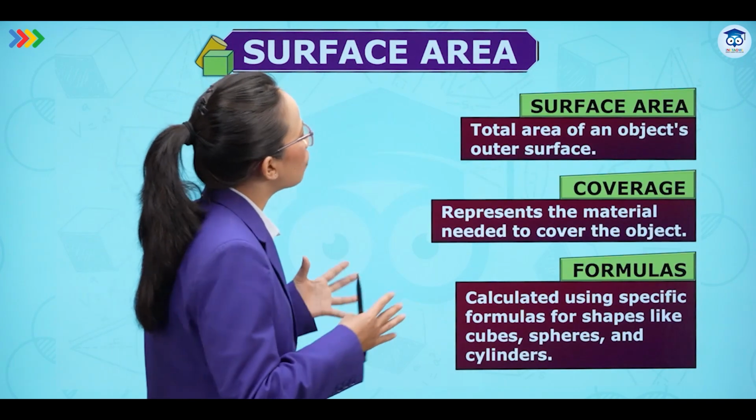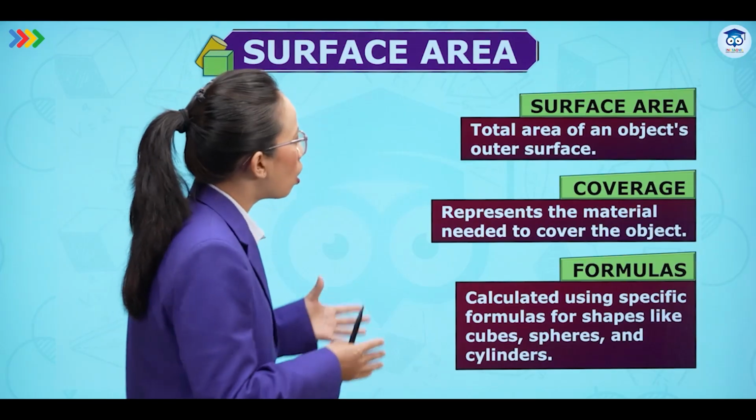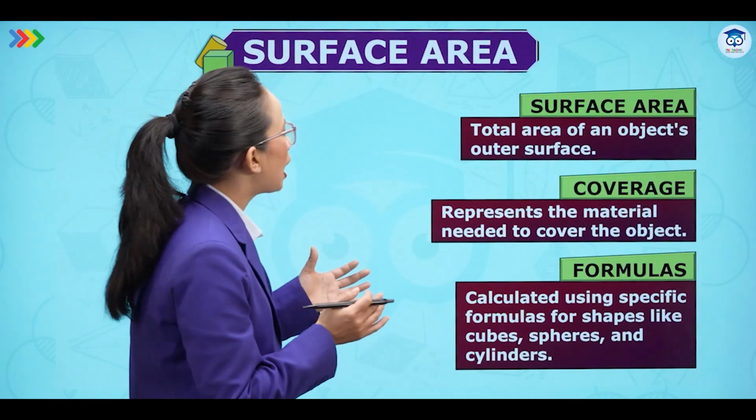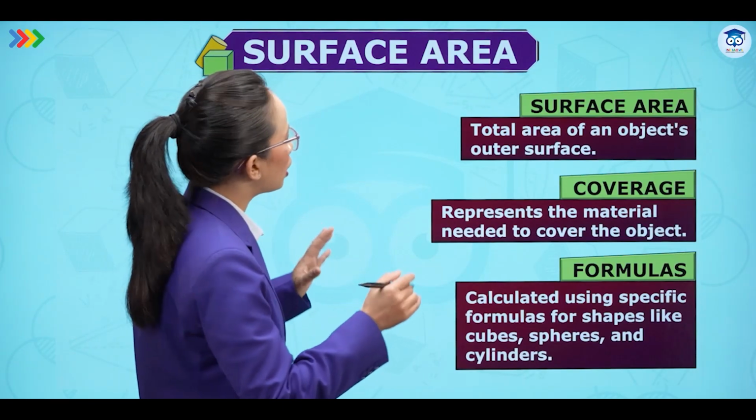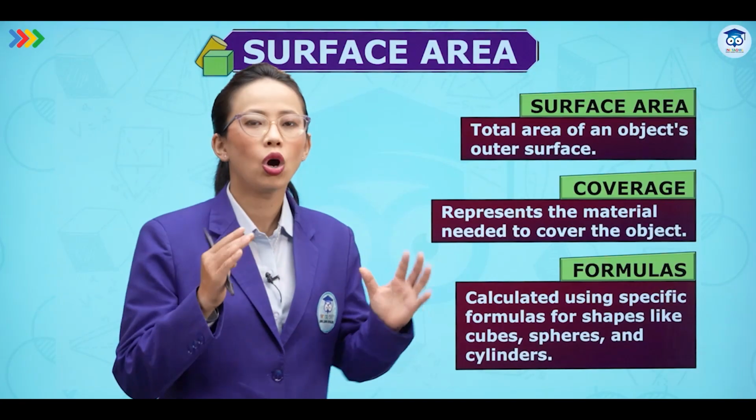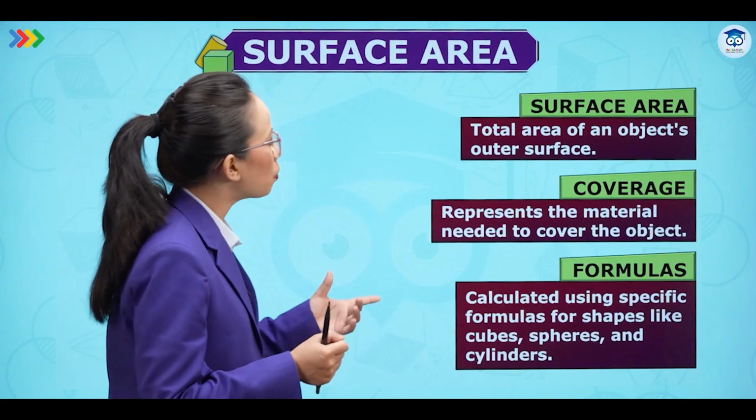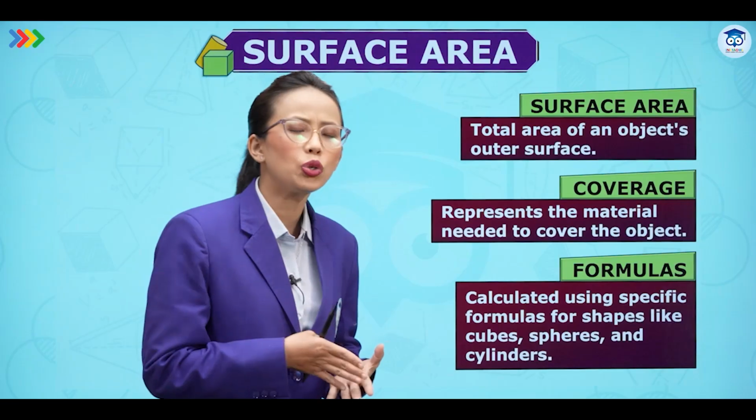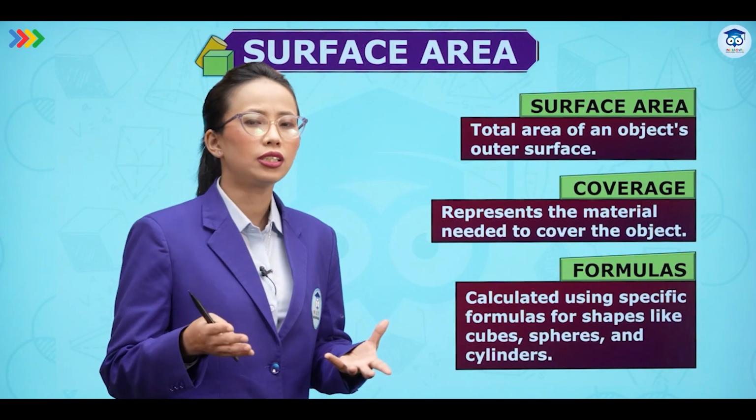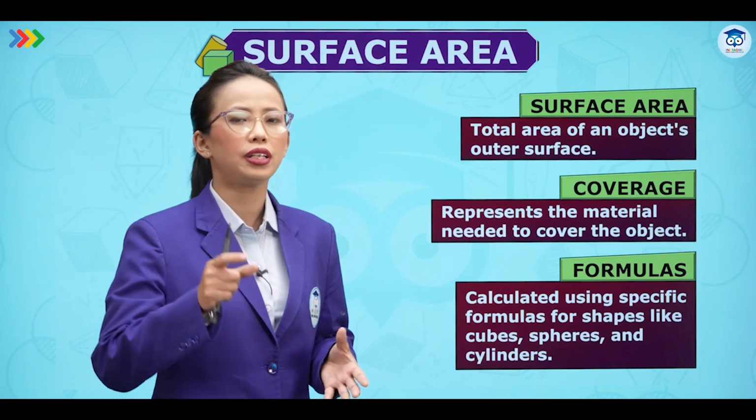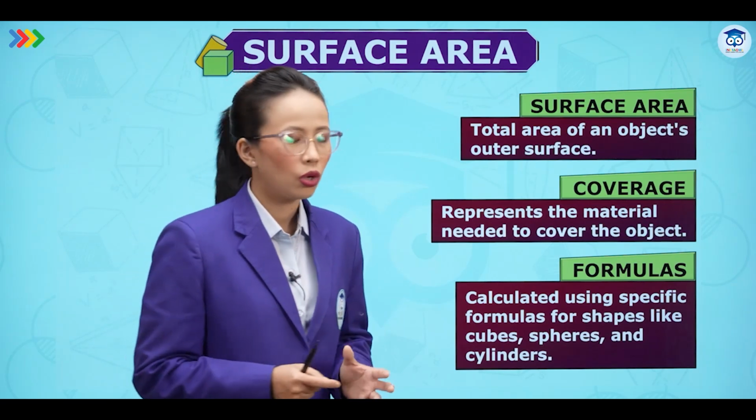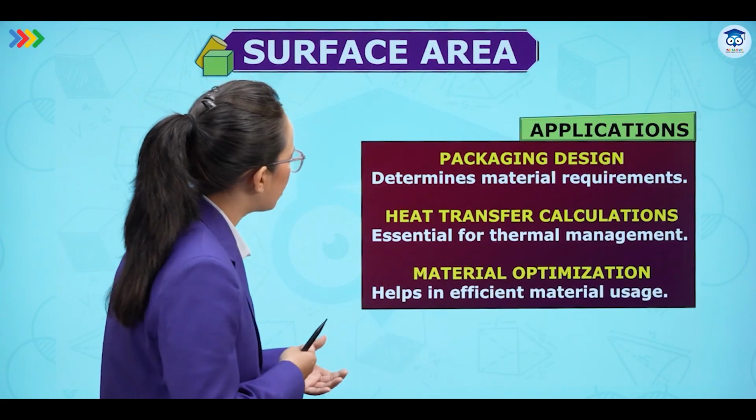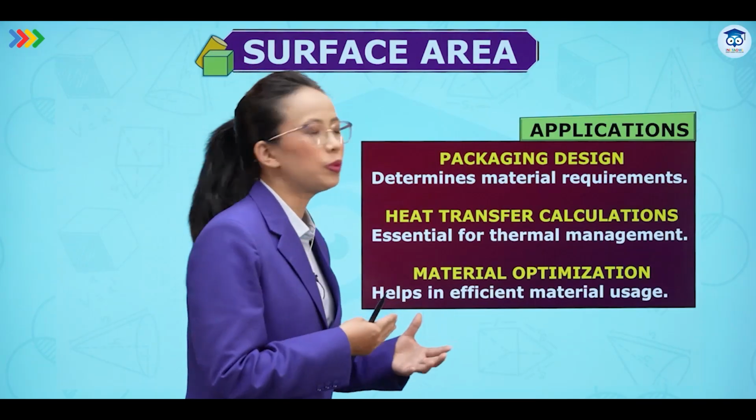Now, surface area. So what is surface area? Surface area is nothing but the total area of the outer surface of an object. It represents the material needed to cover the object, right? We know the formula for finding the surface area for known shapes like the cube, cuboid, spheres and all. For others, we can calculate by finding the different surface areas and adding them all. Its application helps in packaging design, heat transfer calculation and material optimization.